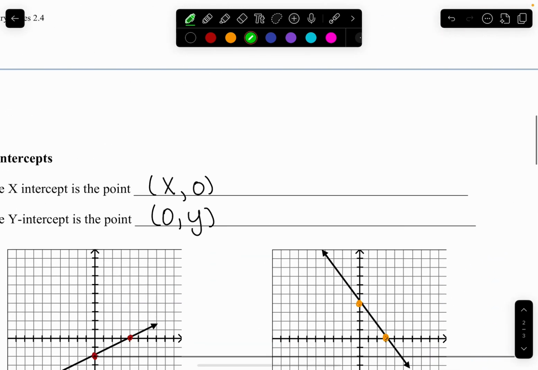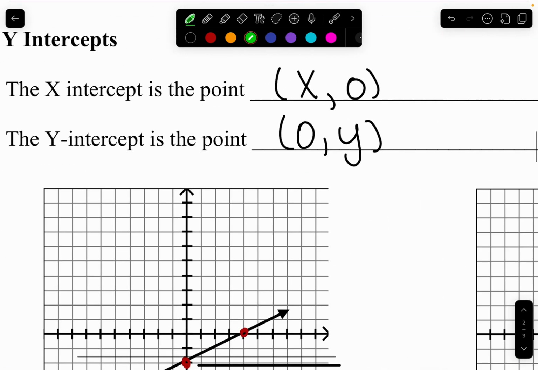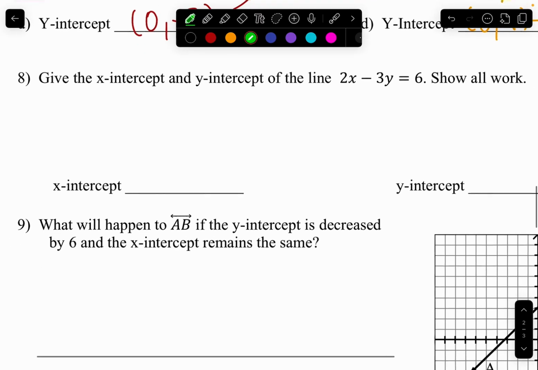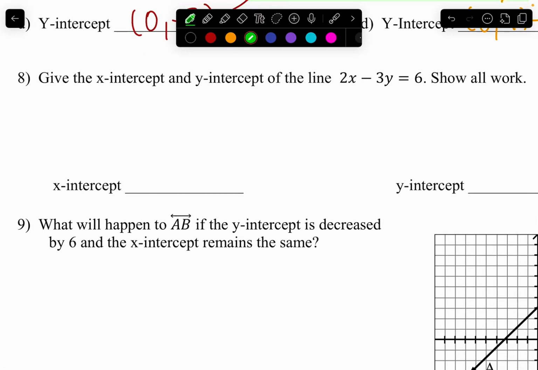Up here, I already told you that an x-intercept has a y value of 0 and a y-intercept has an x value of 0. We can use that information to help us find these intercepts without having to graph it. So what I'm going to do is look for my x-intercept first, and your y value will be 0 when you look for your x-intercept. So I'm going to write down my equation, but instead of a y, I'm going to replace it with 0 because x-intercepts have a y value of 0. And then I'm going to solve.